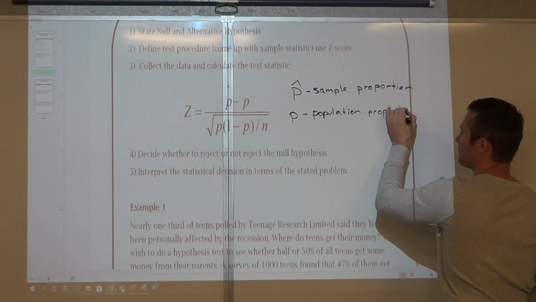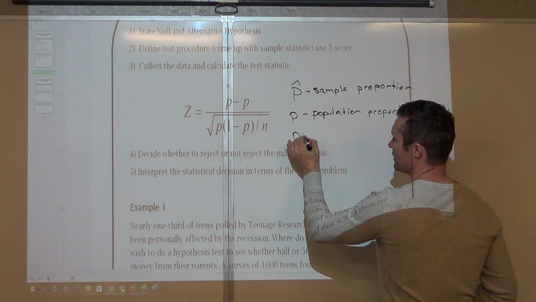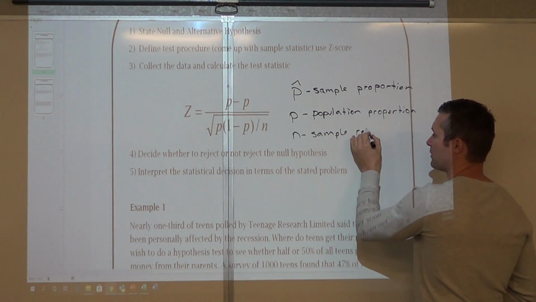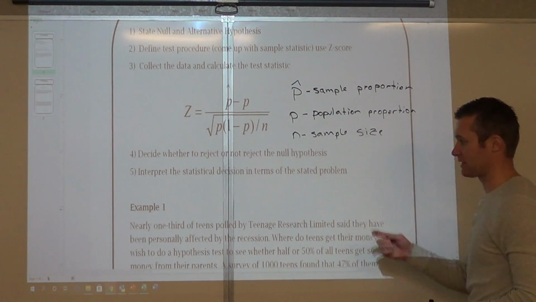n is still our sample size. n will show up in each one of these. n will still be sample size. We'll reject or not reject, that stays the same.